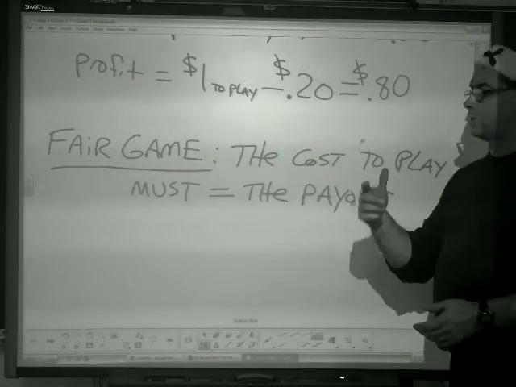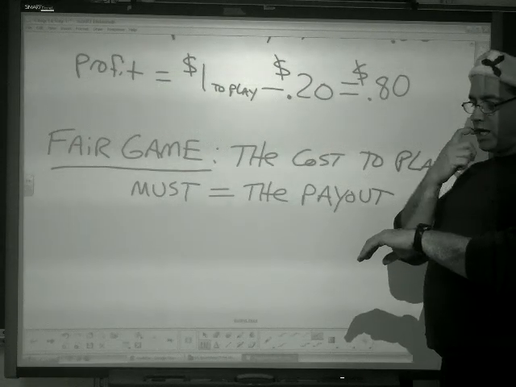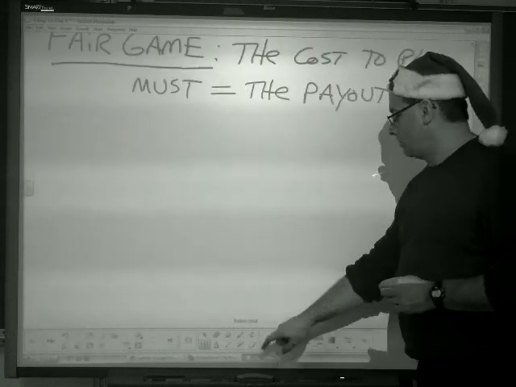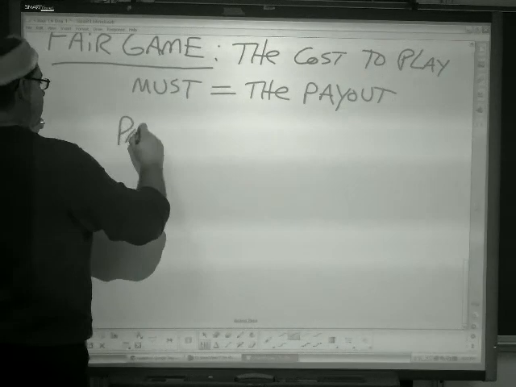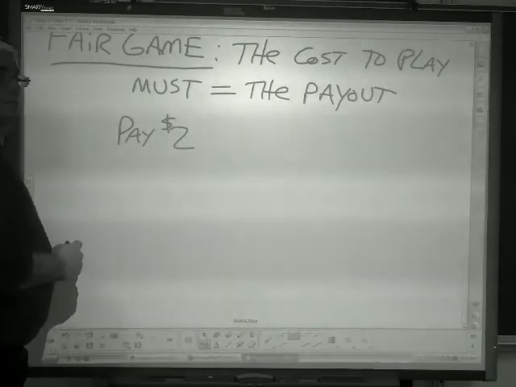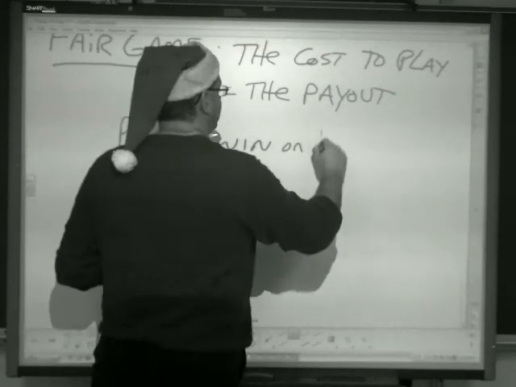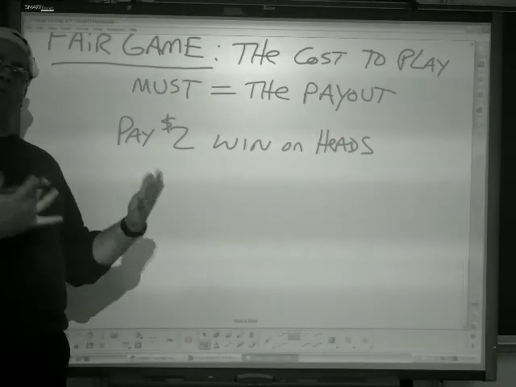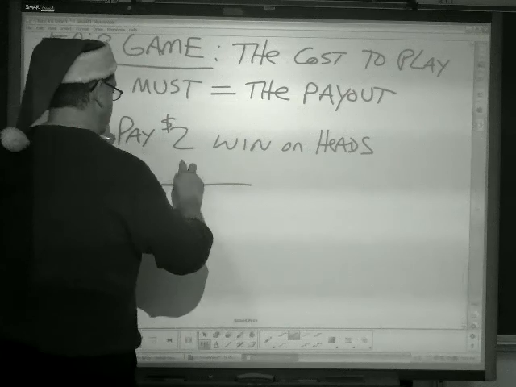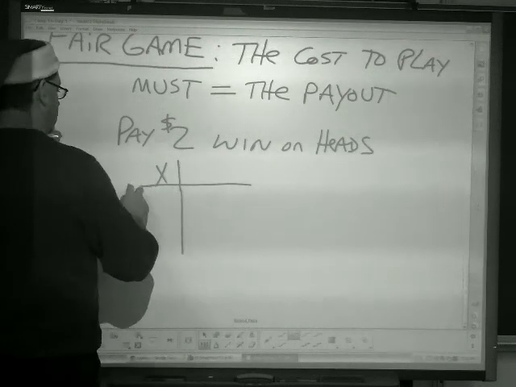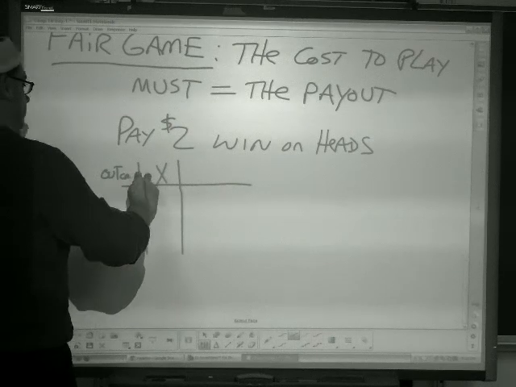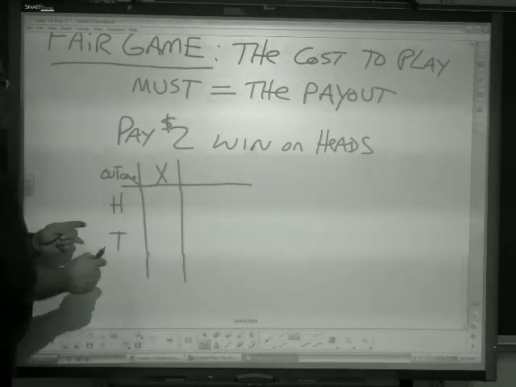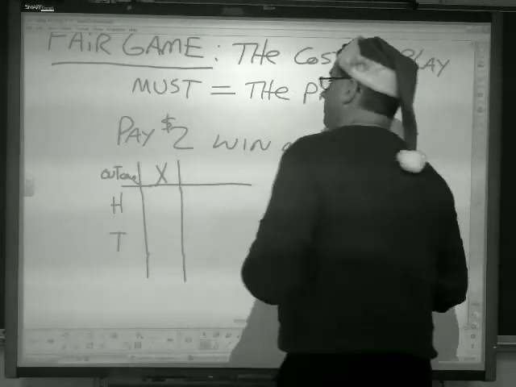And you might say, well, wait a minute, Mr. Pat, it's kind of stupid. If heads I win and tails I win, why would I even play? I'd make $1 all the time. So let me change the game. Pay $2. Win on heads. Okay? So if we paid $2 and we win on heads only, let's see. Outcome. Well, you could get heads or you could get tails. You're going to pay $2 to play.